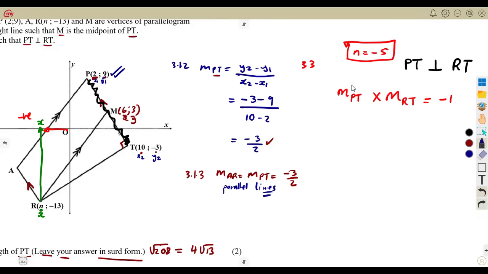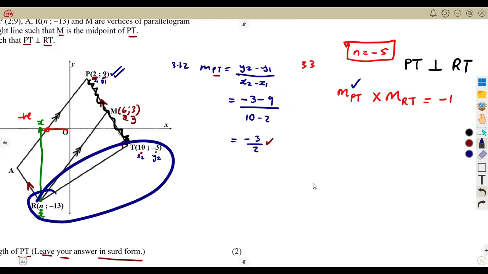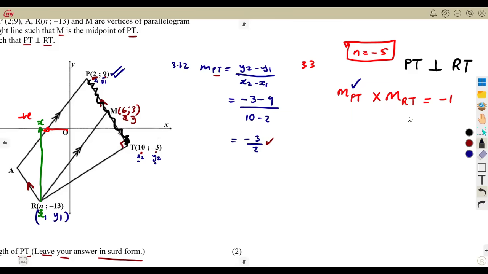So in this case, the gradient of PT is already there. Remember, we calculated this. But the gradient of RT, we do not have. So we are going to calculate the gradient of RT in terms of what? In terms of n, because we have that RT here. So for RT, we can just call this x1, y1, and this will be our x2, y2. So we need the expression of the gradient of RT, the algebraic expression.